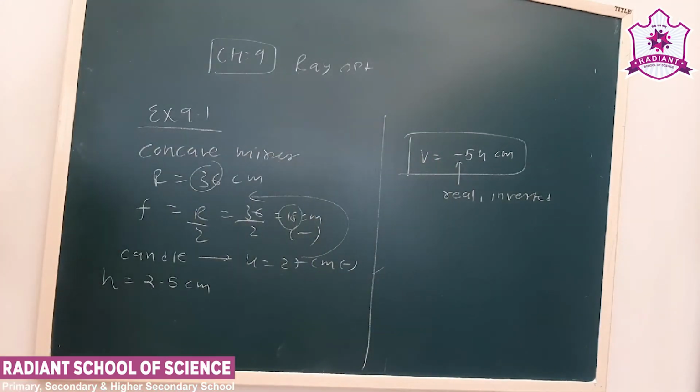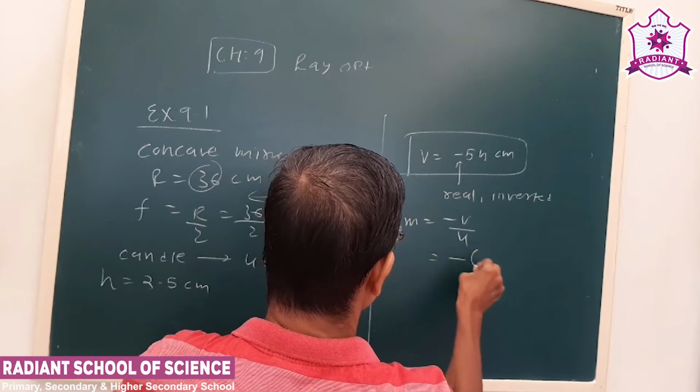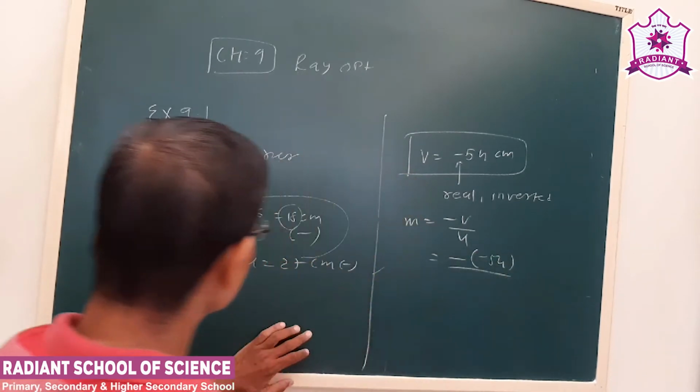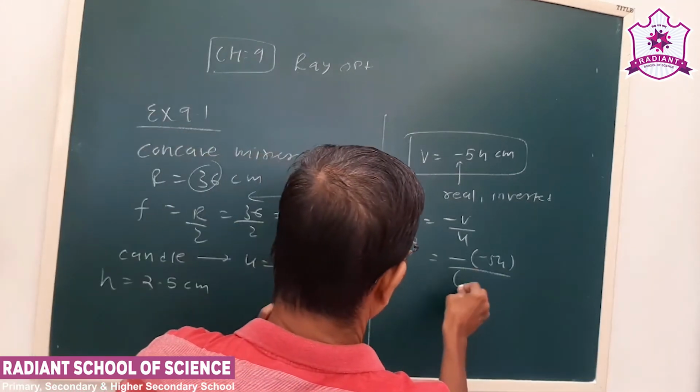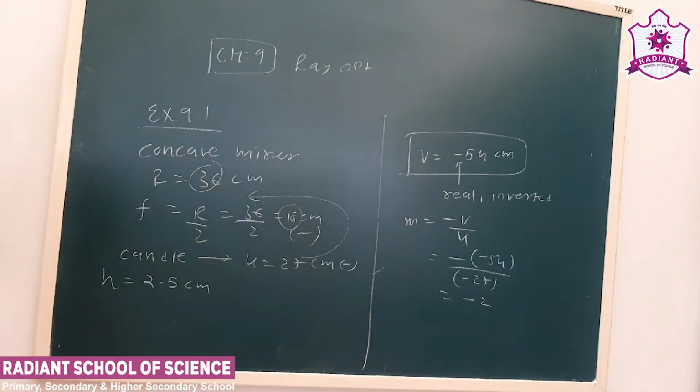Now see the magnification. M will be minus V by U. V is 54, U is 27. So we'll get 2.